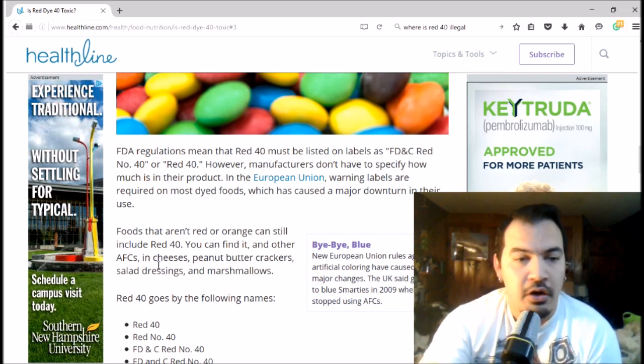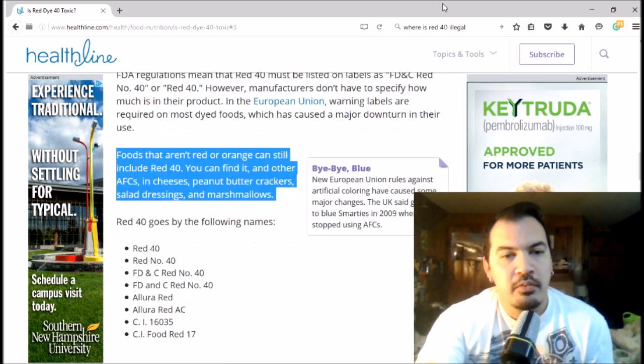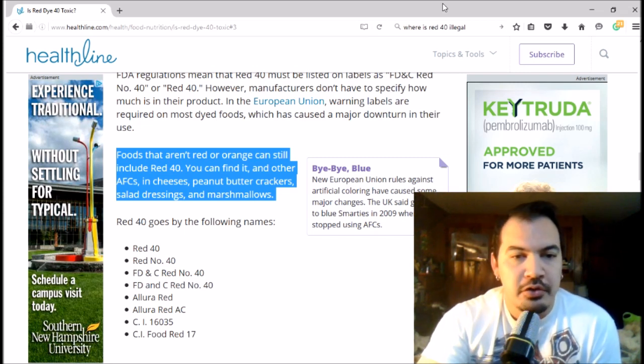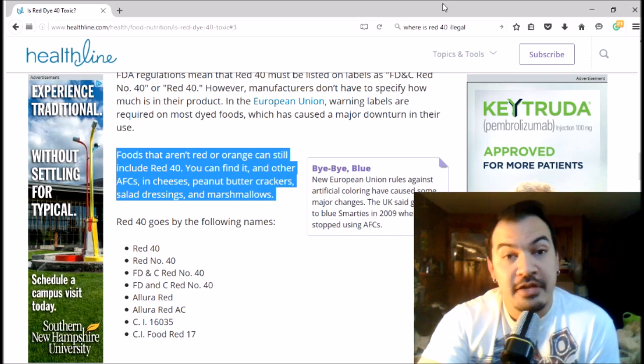Now, you can find Red Dye 40 in all kinds of things, from cereal to juice to candy, all kinds of things. But foods that aren't red or orange can still include Red Dye 40. You can find it and other ASCs in cheeses, peanut butter crackers, salad dressings, and marshmallows.